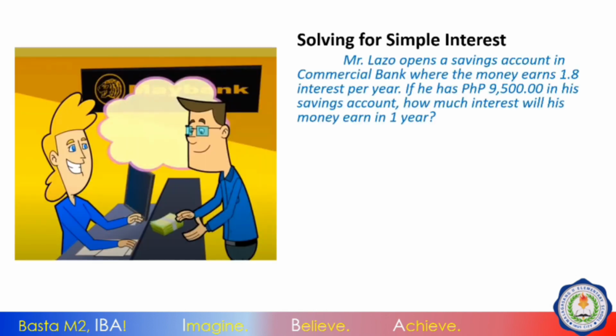Let us try to solve for the simple interest. Mr. Lazo opens a savings account in commercial bank where the money earns 1.8% interest per year. If he has 9,500 pesos in his savings account, how much interest will his money earn in 1 year?